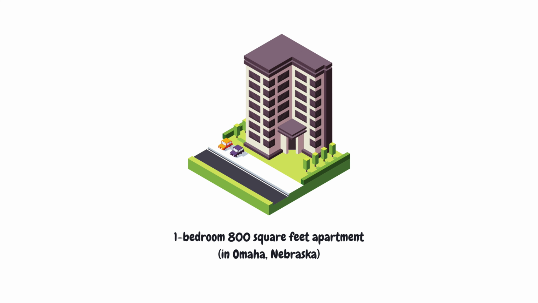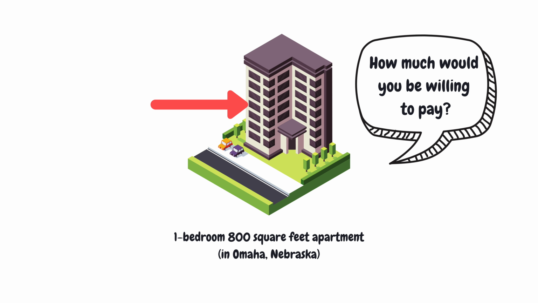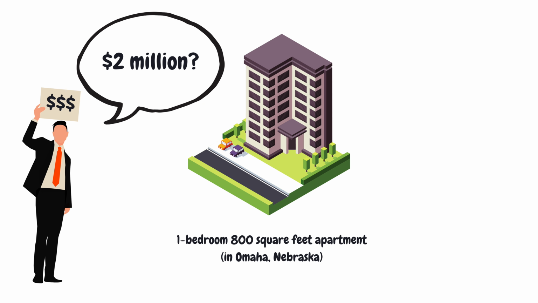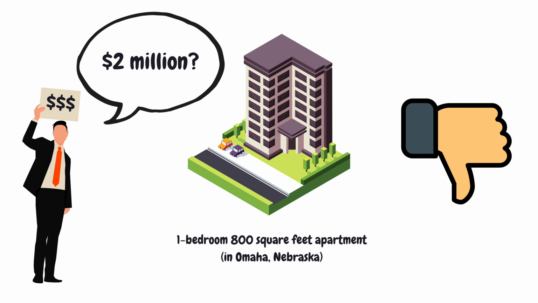And to stick to our real estate analogy here, let's say you have a real estate agent that offers you a 1-bed, 800 square feet apartment in Omaha, Nebraska, which is one of the most affordable cities in the United States. And he offers you that apartment for $2 million. Do you consider the apartment cheap just because similar 1-bedroom apartments in that neighborhood trade for similar prices? Obviously not.